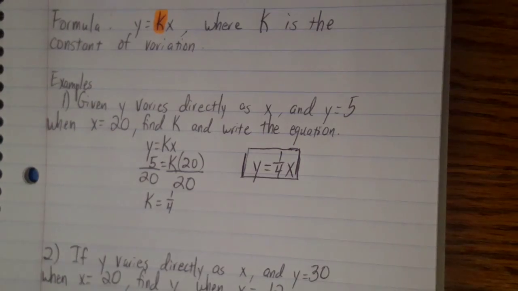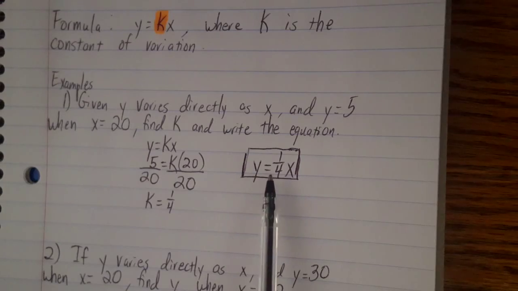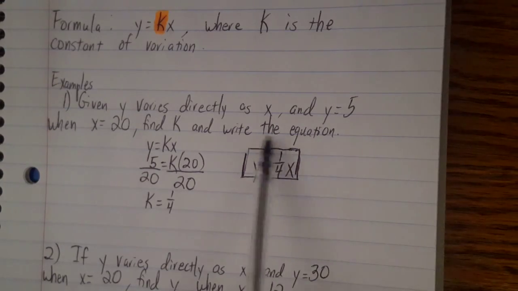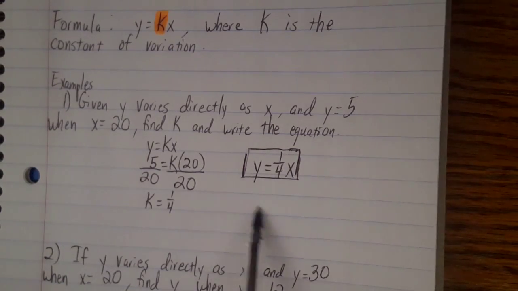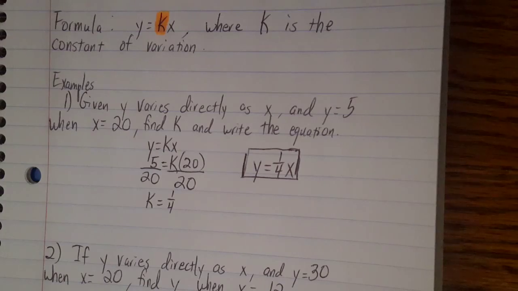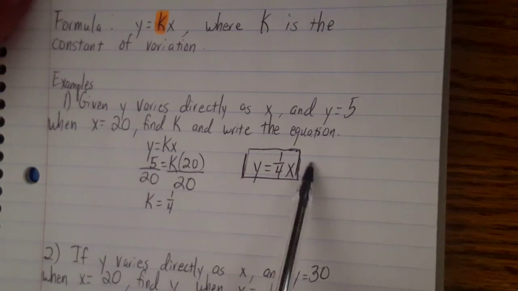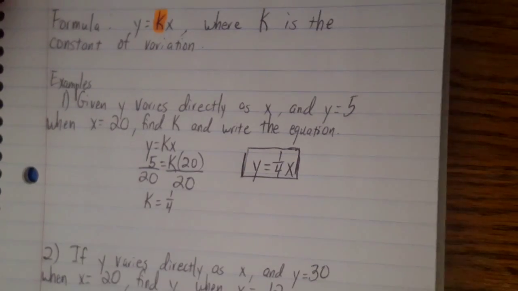And for that problem, that's all you had to do. All I had to do is find k and then plug it back in, and this gives me the equation that they're looking for in this problem. y is equal to 1/4 x. And then I can pick any values I want for x and y and see what I would get and plug them right in here. But this is all they wanted us to find, and we're done.